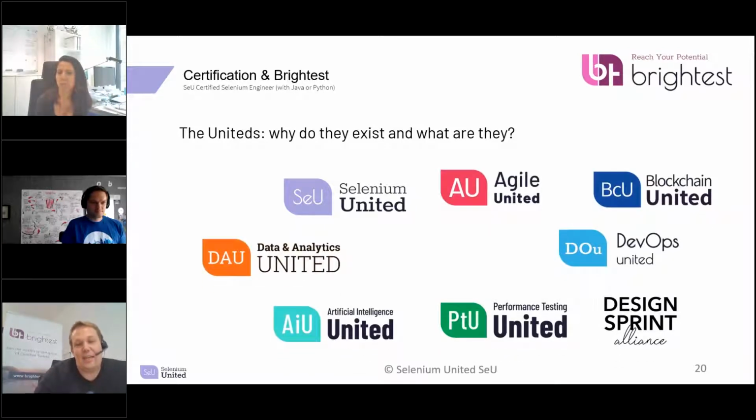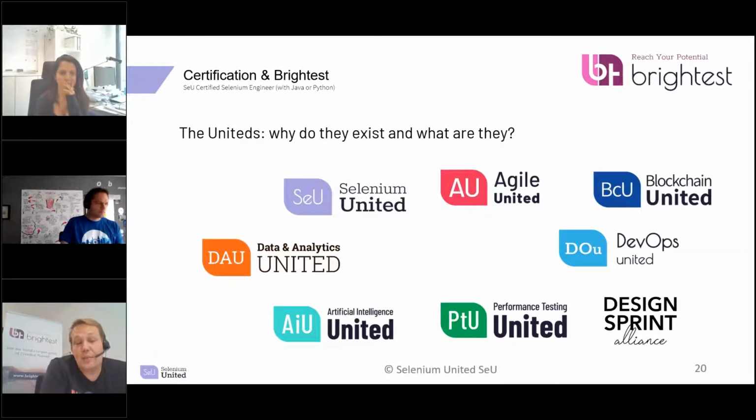Since launching Selenium United, there have been quite a few developments. I'm not going to go through everything in big detail. You're welcome to write me an email, send us questions, whatever you have. I just want to let you know that they exist. The Agile United, focusing on the role of the tester and the methodologies behind that. Blockchain United was more focused on the Ethereum technology. DevOps United is also focused on the role of the tester, which is an interesting one, as the typical role of the tester as we know it is maybe a little bit different in the world of DevOps.